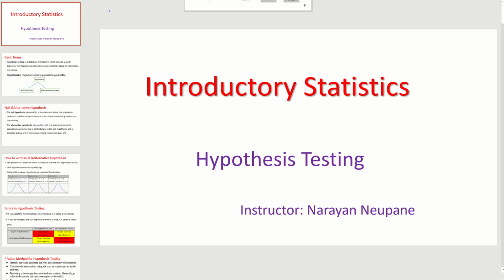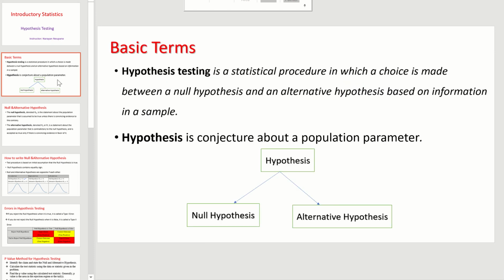Hello, welcome to this short introduction to hypothesis testing. First, we are going to explore some basic terms related to hypothesis testing.